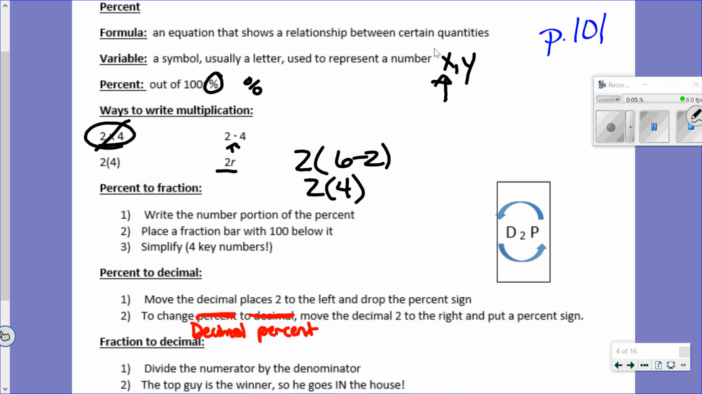Okay? We'll also use distributive property, which would have said that 2 times 6 minus the quantity of 2 times 2, or 12 minus 4, which is also 8. Okay? But we'll talk about those pieces later.